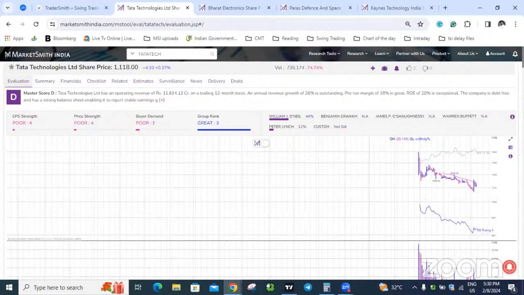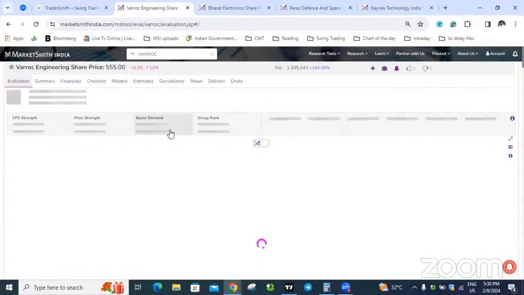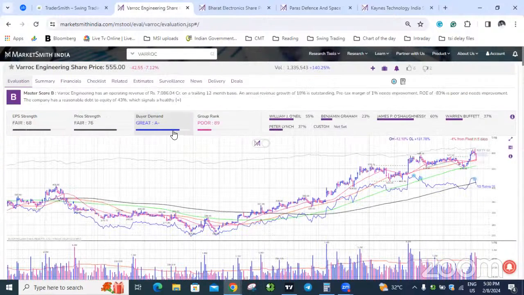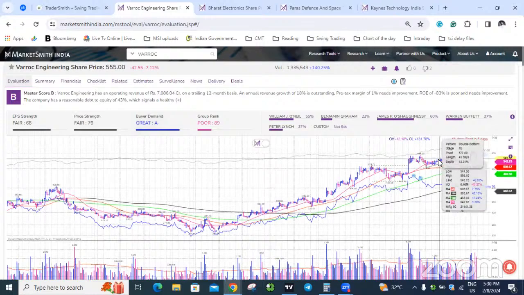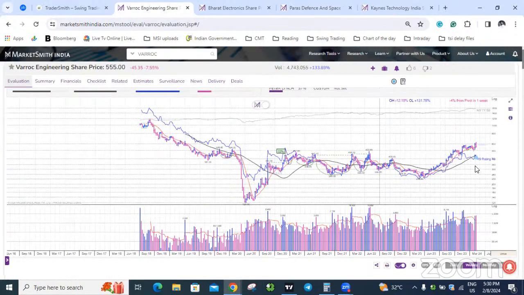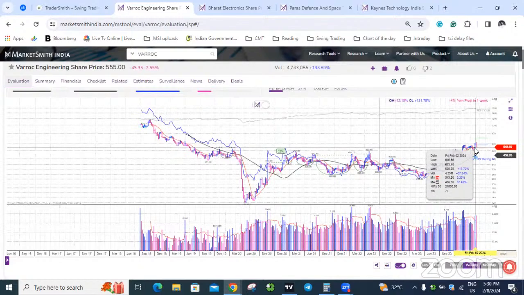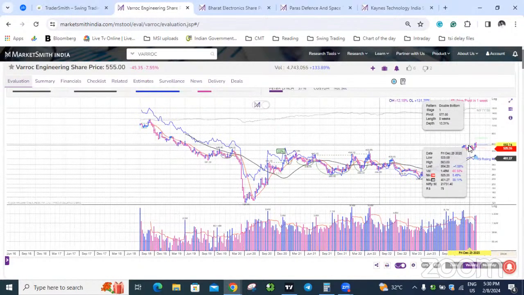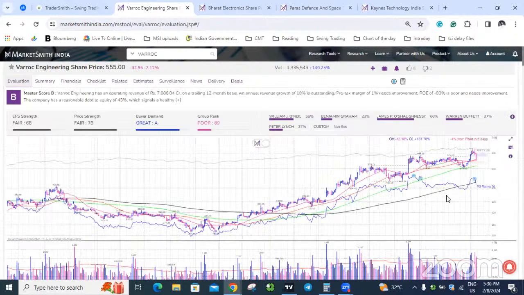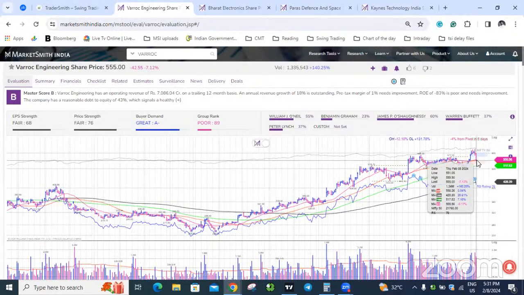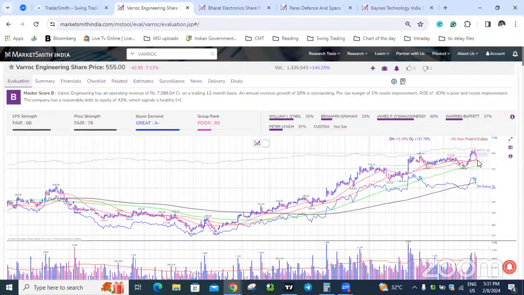Next one is Varroc Engineering from YouTube. Overall, fundamentally and technically, it has given a double bottom breakout. After that breakout, we have seen, especially today, slight profit booking happening, but it's holding that breakout level.